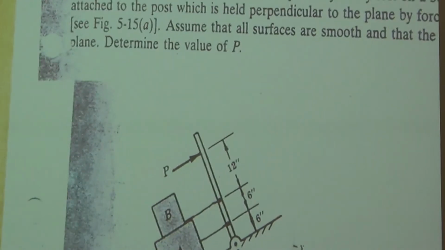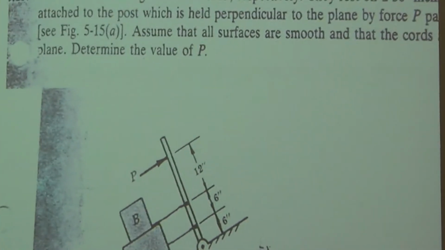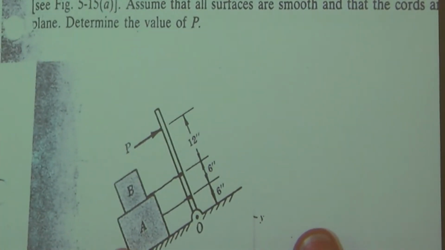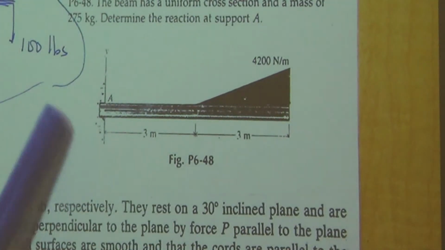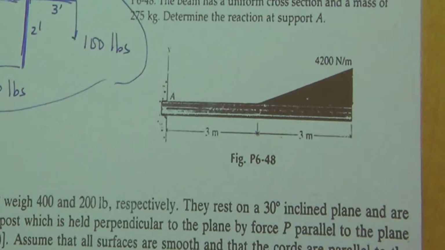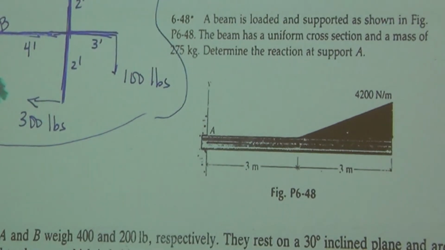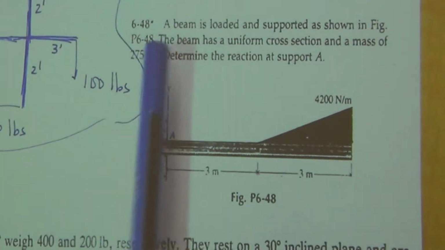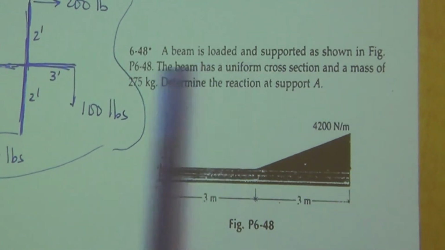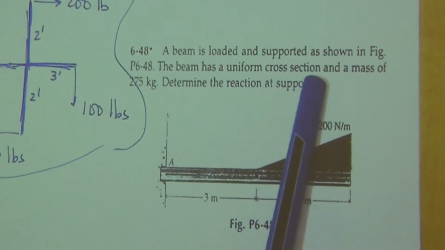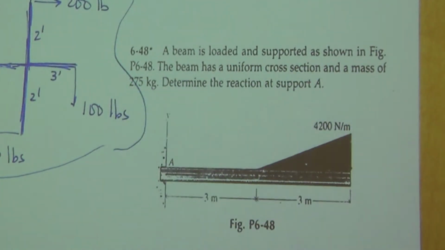We have 20 minutes left, and I'd like to spend more time on this problem, but let's just take a quick look at this one. It's very similar. So let's just do this in our head. A beam is loaded and supported as shown. The beam has a uniform cross-section and a mass of 275 kilograms. Determine the reactions of the supports. Well, I guess I will write some things down. You do it in a different color.